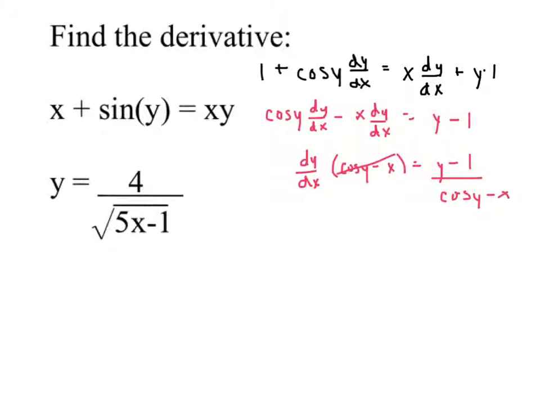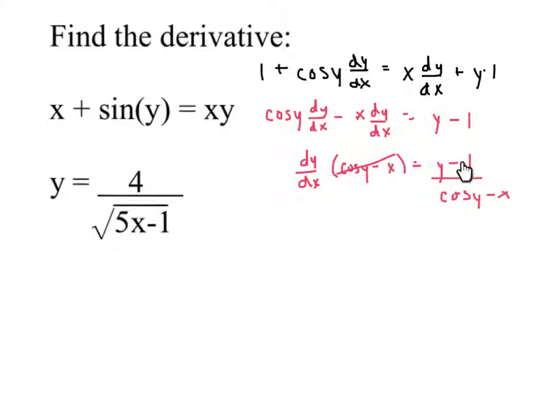Now one thing I just want to mention really briefly is that if you chose to move things differently right here, let's say you chose to move this cosine y dy dx to the right by subtracting it, and then you chose to move the y to the left by subtracting it, so you'd have 1 minus y equals x dy dx minus cosine y dy dx. You then can finish the same way.